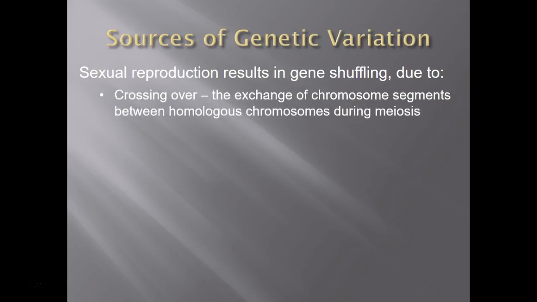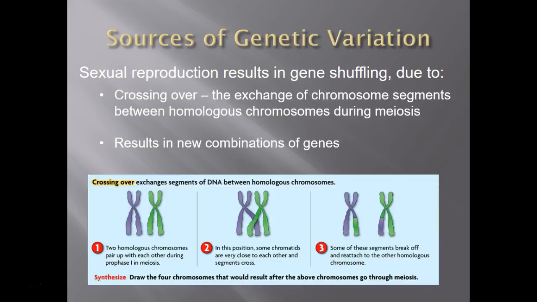So another source is crossing over. Remember, during prophase 1 of meiosis, homologous chromosomes pair up and form tetrads, and they can exchange actual pieces or segments of those chromosomes, and that's called crossing over. So that also results in genetic variation, or recombination as it's also sometimes called.